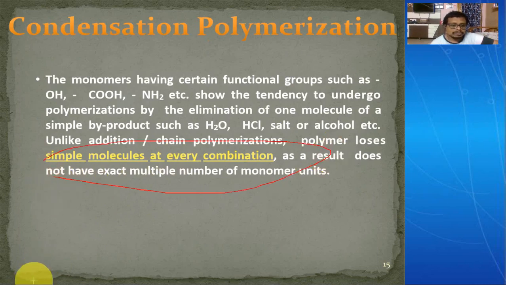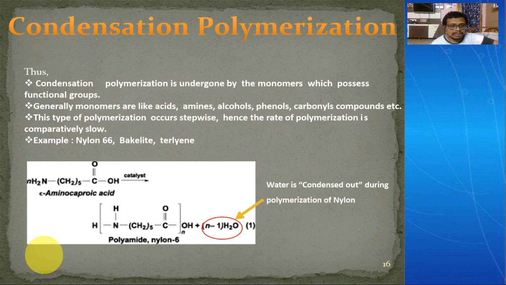So let us see the example. The best examples are nylon 66, bakelite and terylene. Bakelite is in a later chapter, where we learn about bakelite preparation and properties also. See, this is called aminocaproic acid, and this is a polyamide. In this molecule, a water molecule is removed. That's the reason it is condensation polymerization.